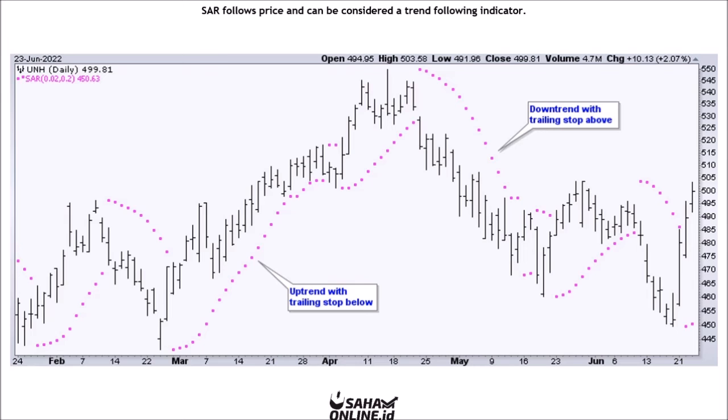SAR follows price and can be considered a trend-following indicator. Once a downtrend reverses and starts up, SAR follows prices like a trailing stop. The stop continuously rises as long as the uptrend remains in place. In other words, SAR never decreases in an uptrend and continuously protects profits as prices advance.